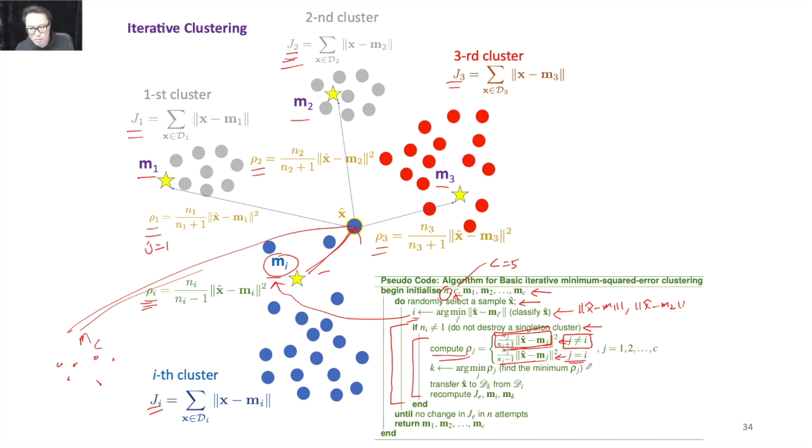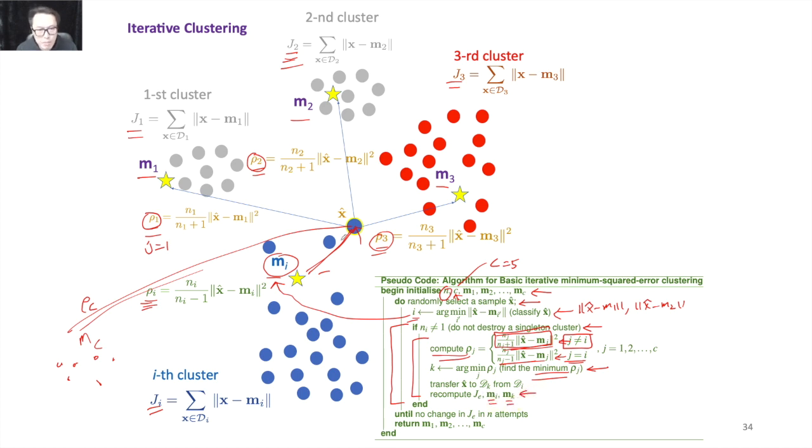And now the next step: we have many rho values right here. We just examine them one by one. Rho 1, rho 2, rho 3, including this rho c. Pick the one which gives you the minimum rho j, and then we are going to transfer this x hat to the cluster which gives you the smallest rho value. For example, this one, we move to here, because the rho value is smallest. Okay, so after moving, we are going to recompute mi and mk.